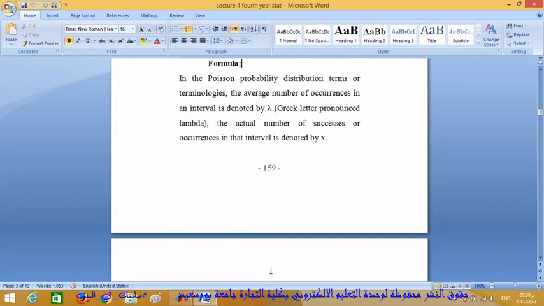Okay? So lambda is the average number of events or occurrences, and the number of successes or number of occurrences in that interval is denoted by x. Okay? So lambda is the average number, the mean of the distribution. But x is the number of occurrences in a specific interval.